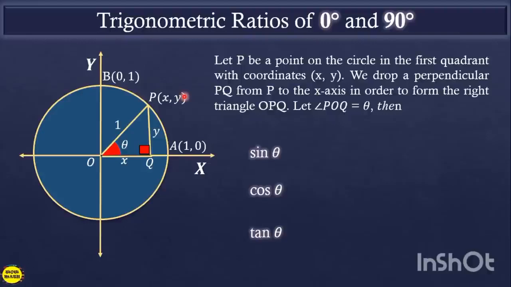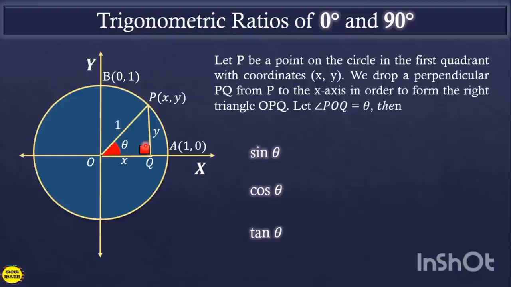Now, let us drop a perpendicular PQ from P. So, ito po yung PQ natin. Gawa daw po tayo ng perpendicular line from P. Paano mo malalaman na perpendicular? Magpo-form siya ng right angle. Since meron tayong right angle, ibig sabihin, meron tayong right triangle, from P to the x-axis, in order to form the right triangle OPQ. So, this is our right triangle, kasi nga po perpendicular, nag-form siya ng right angle.